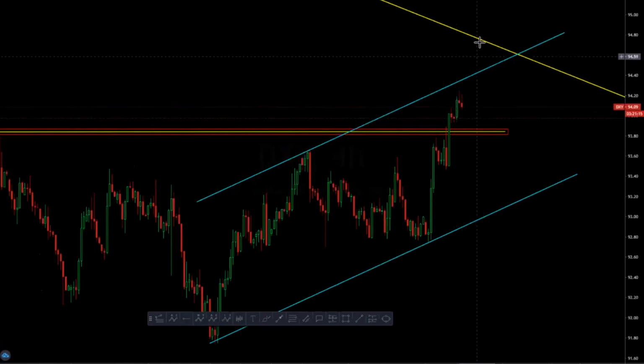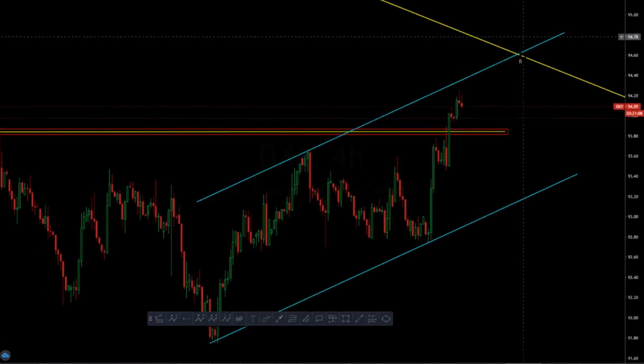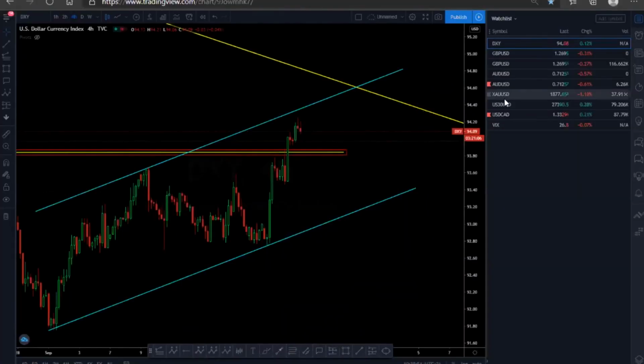If you're able to break above, then look for this touch of the trend line that we talked about on the daily chart. If this level is respected, then look for that correction, maybe down, before we go back up.